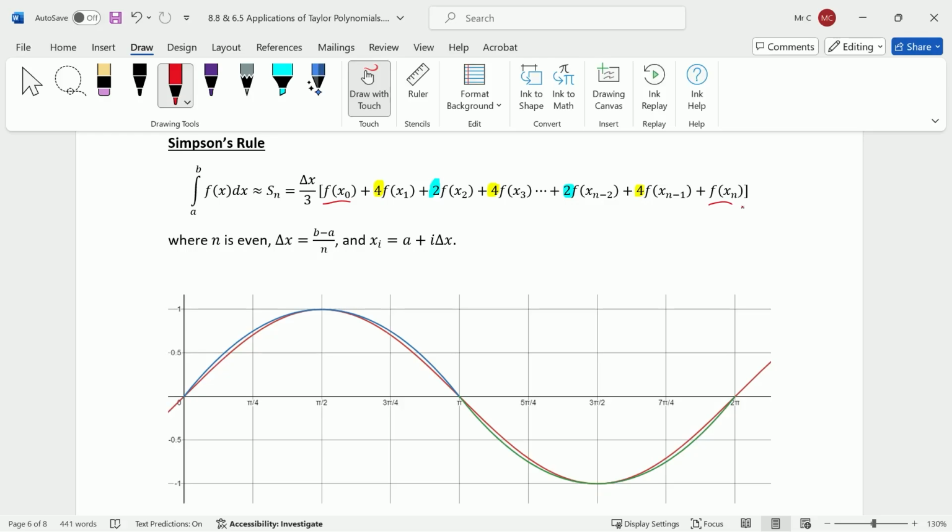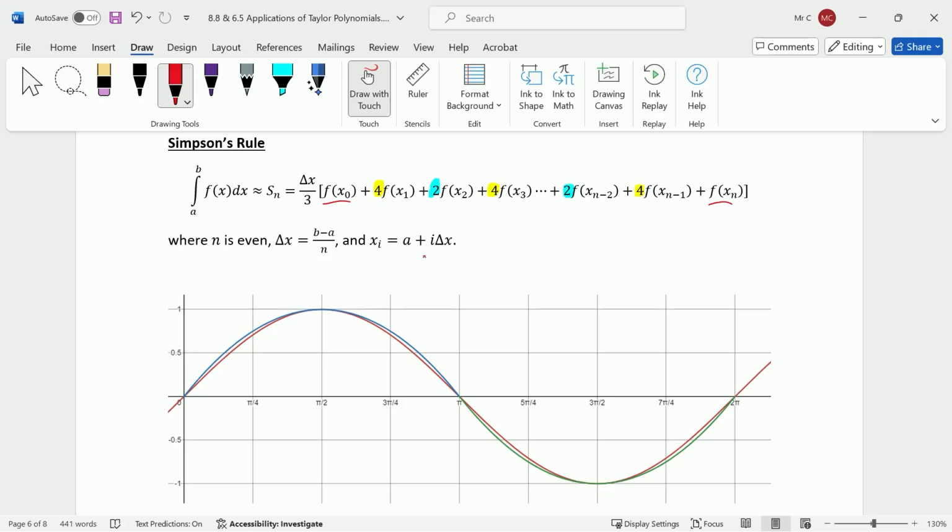Another thing to keep in mind is that Simpson's rule only works when n is even, and that's due to this formula. The way this formula works out, you can't possibly use an odd number of n values, so n cannot be an odd number. And of course, delta x is b minus a over n, and x sub i is a plus i delta x.